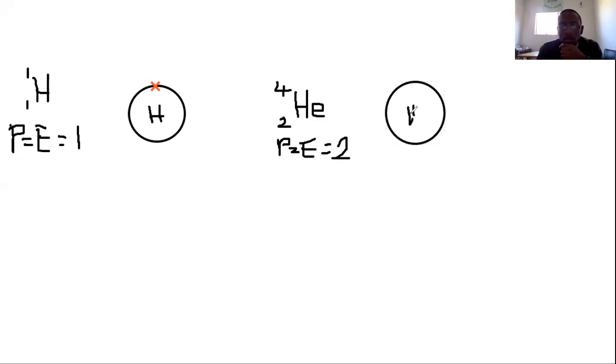So it's capital H at the center, small letter E. Then how many electrons? So 2 electrons. So you can put the 2 electrons like that. So that is helium. Let's advance and look at oxygen, for instance. Oxygen. Let's look at oxygen.